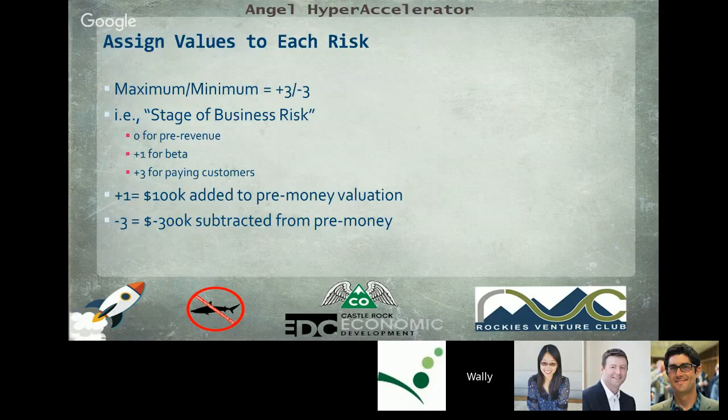And we add +1, +3, plus or minus 3 for each of those. So we can have up to $300,000 plus or $300,000 minus for each risk. Next slide.